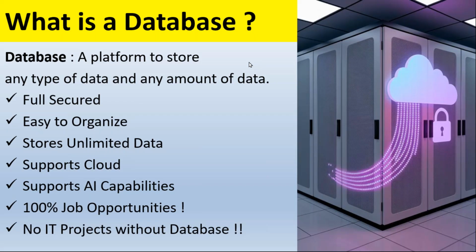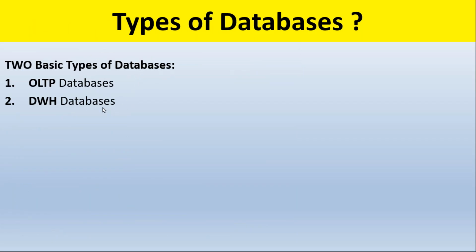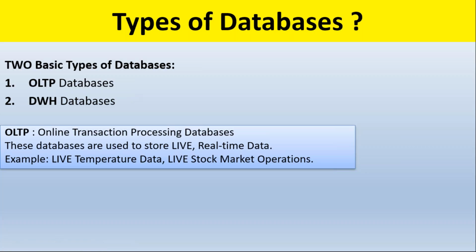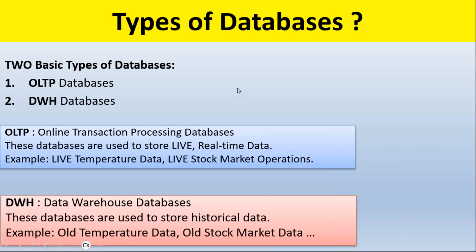Let's observe carefully now. Let's understand two basic types of databases: OLTP and data warehouse. OLTP database is to store live data, like our live interactive class. I want you to make it more interactive, okay? Live online banking, live temperature, live stock market, anything live is OLTP. Data warehouse is to store old historical data, inactive data, like old temperature data, old stock market operations. Anything old is data warehouse, remember.